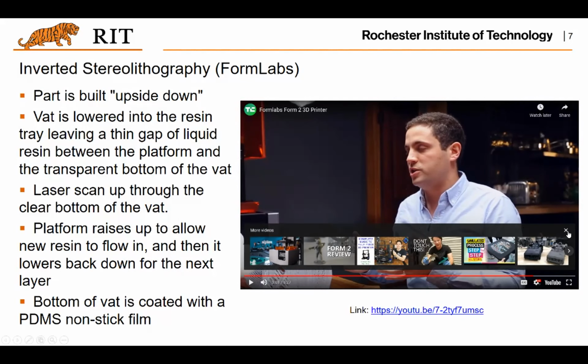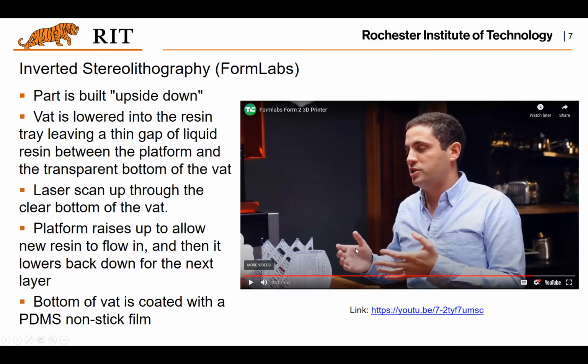Okay, let's stop here. So one thing you might notice in this video is there is a step in which a blade moves from one side to another side in order to separate the part from the bottom of the tank. If I draw some illustration, it's something like this. So let's say this is the tank, right?